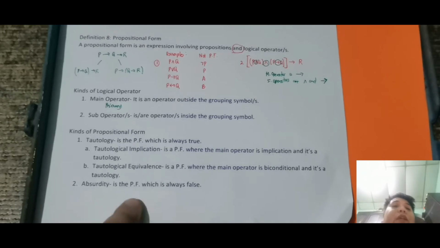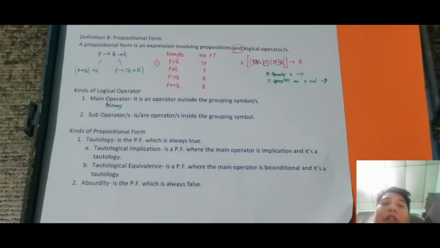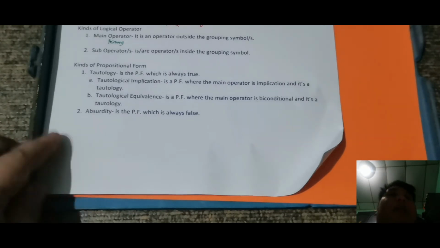Number 2 is absurdity. It is the PF which is always false. So, for every value na sinasubstitute natin sa kanya, siya ay false, automatic siya ay tawag dito, absurdity. Okay? So, ano ba maganda example? Mamaya na example. I think sa text video na example para mas ma-highlight o mag-gets nyo siya.